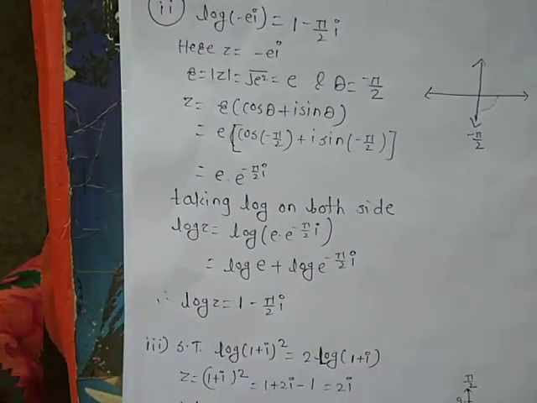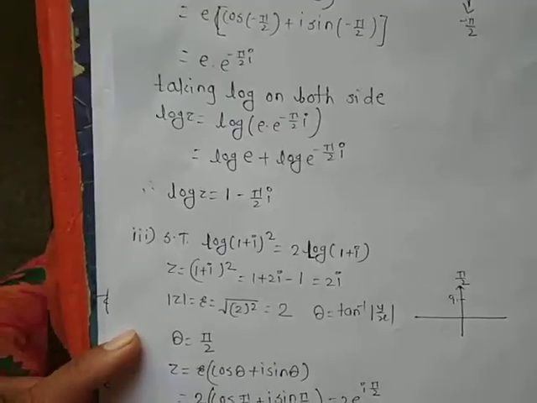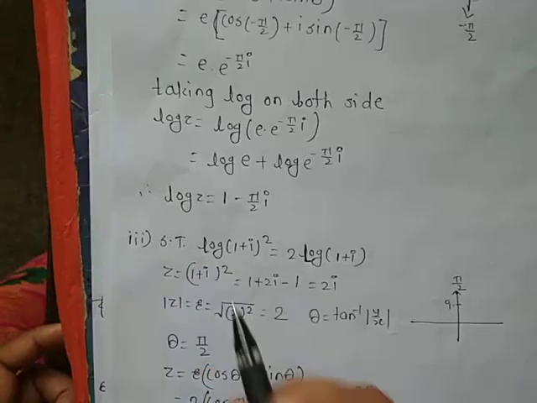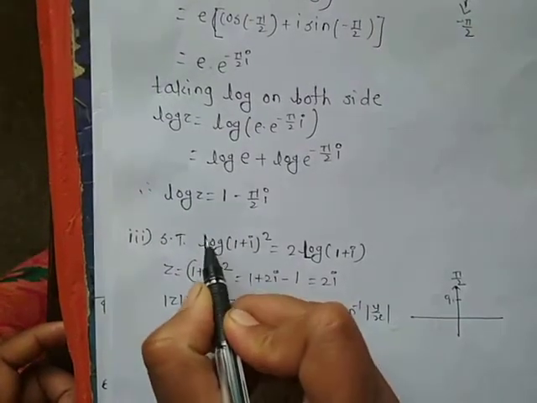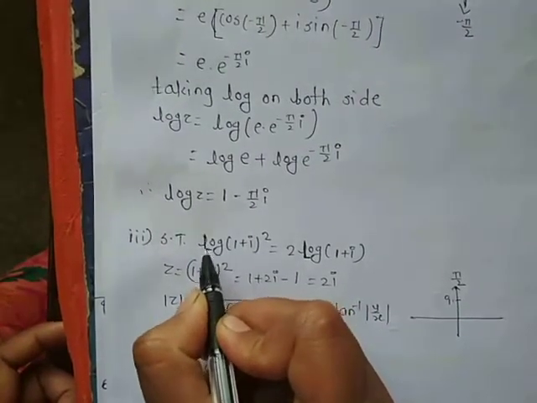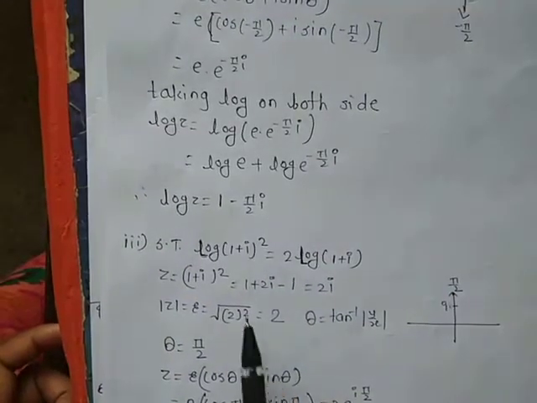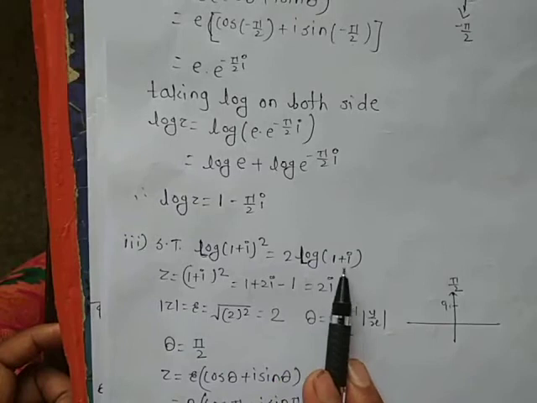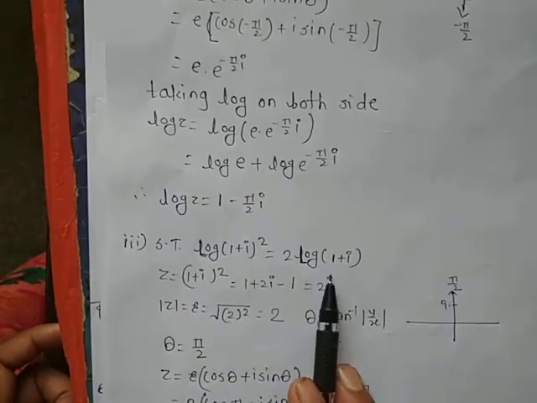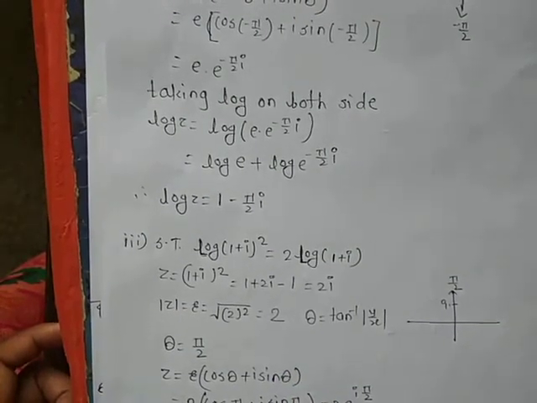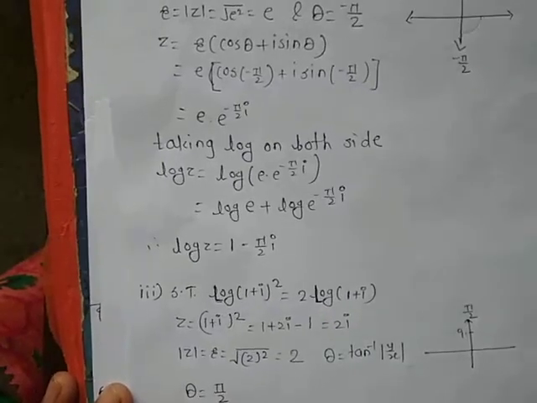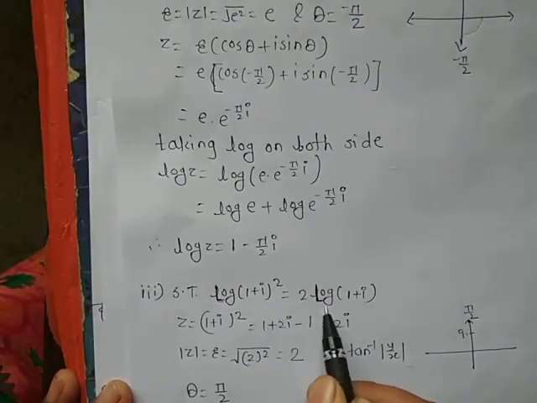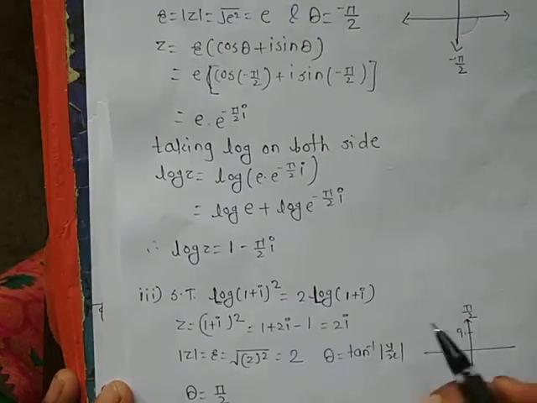And let us see the next example. Show that Log of (1 plus i) square is equal to 2 into Log of 1 plus i. This L is a capital, actually this is the principal branch.